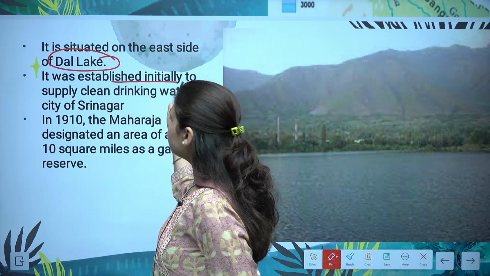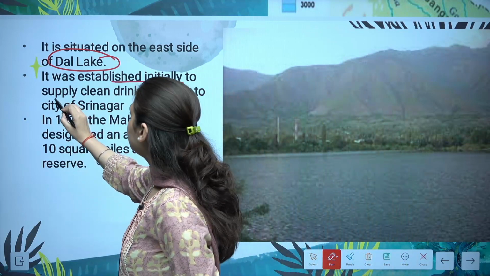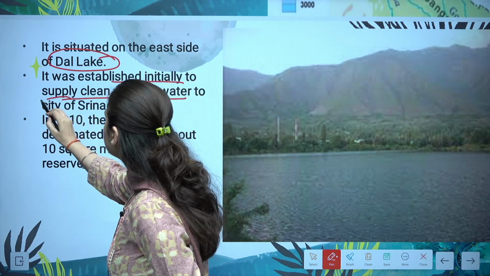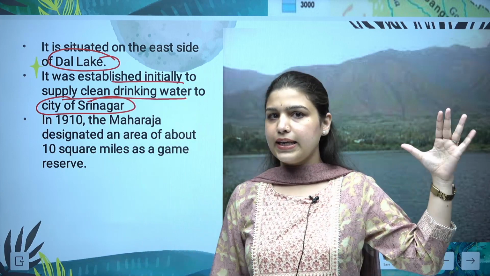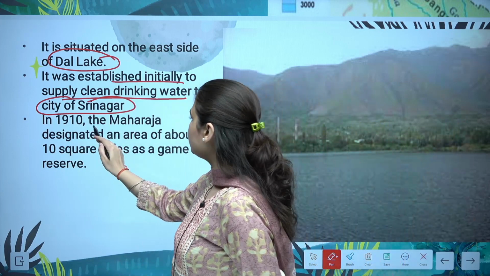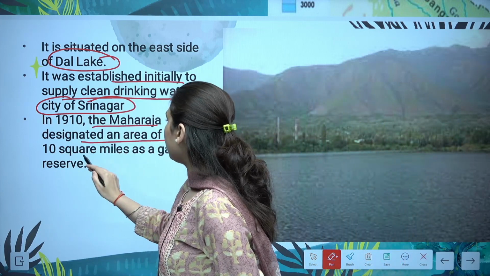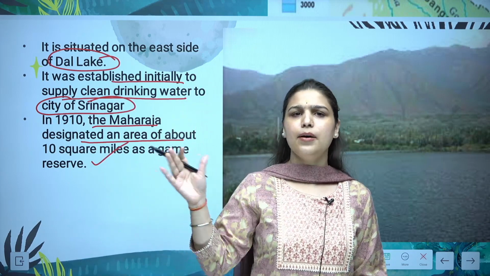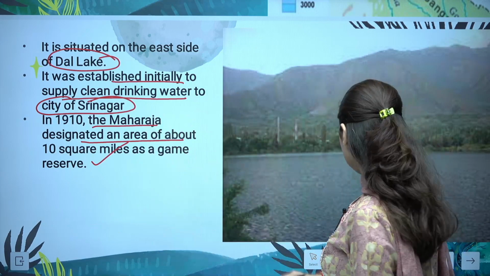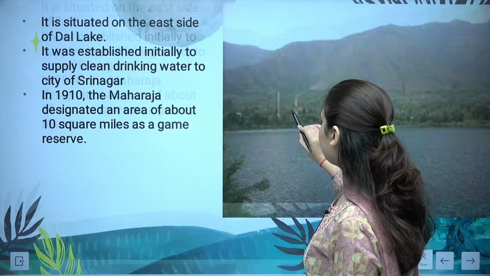So this park was established initially to supply clean drinking water to the city of Srinagar. Its history dates back to around the 1900s. In 1910, the Maharaja designated an area of about 10 square miles as a game reserve, and later on this park ultimately became the Dachigam National Park. Now moving on towards the flora.